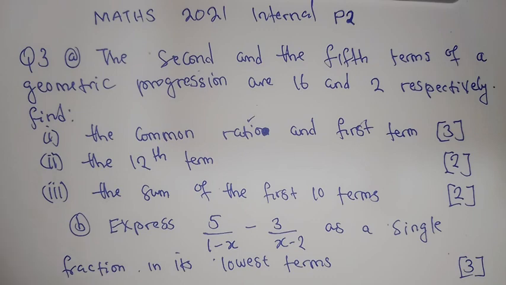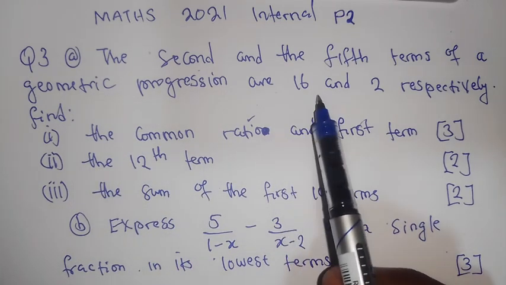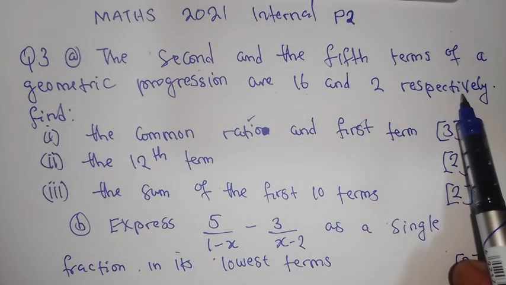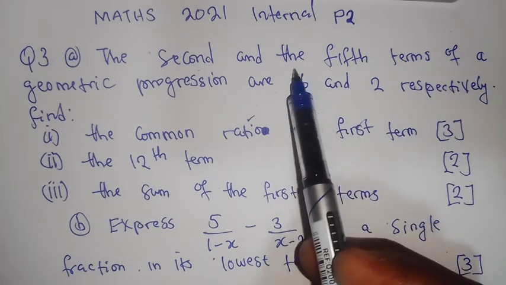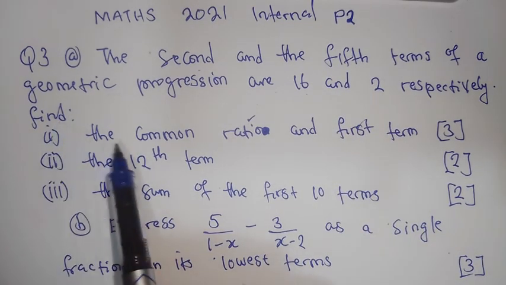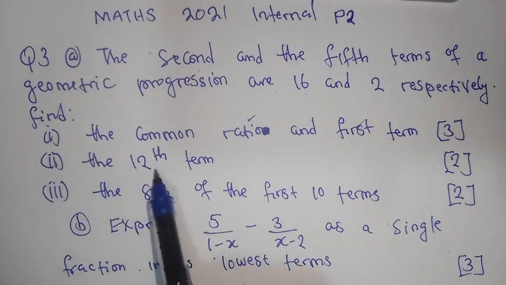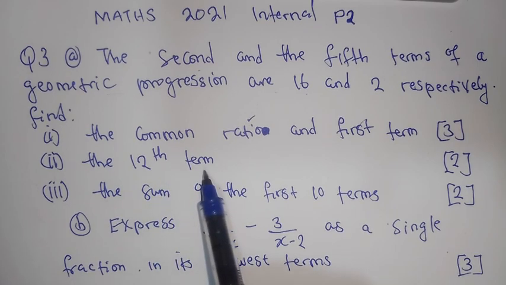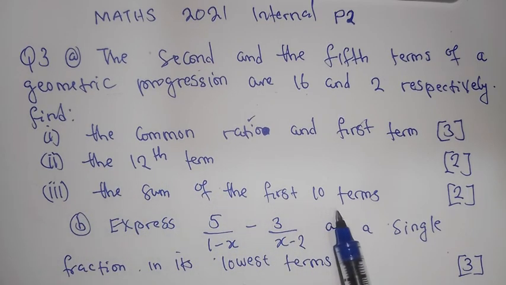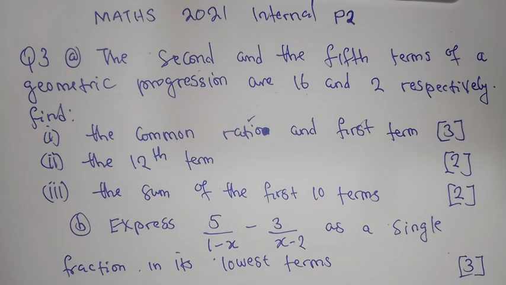So now the question reads, the second and the fifth terms of a geometric progression are 16 and 12 respectively. So meaning respectively, what they mean is that this 16 is for the second term, this 2 is for the fifth term. So find the common ratio and the first term, the 12th term, and the sum of the first 10 terms. Now B, express this algebraic fraction as a single fraction in its lowest terms.